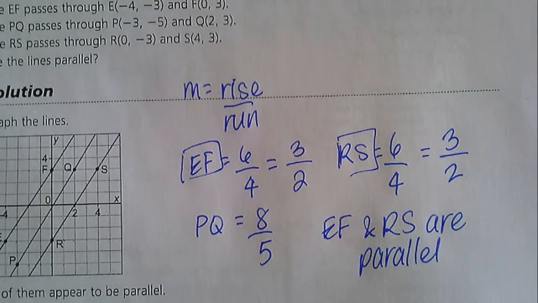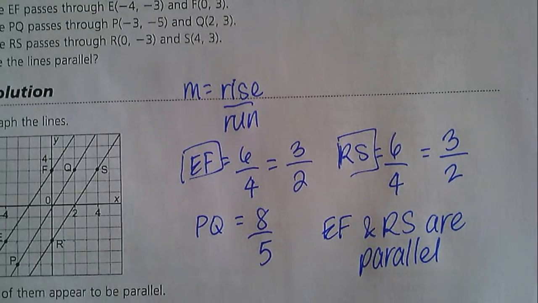Okay, PQ is not. So that was a little bit of a tricky one because just by eyeballing it, it almost did look like it's parallel. So we always have to find the slope to check which ones are parallel. That's kind of the trick, is check the slope. If the slope is the same, then that means that those two lines are parallel.